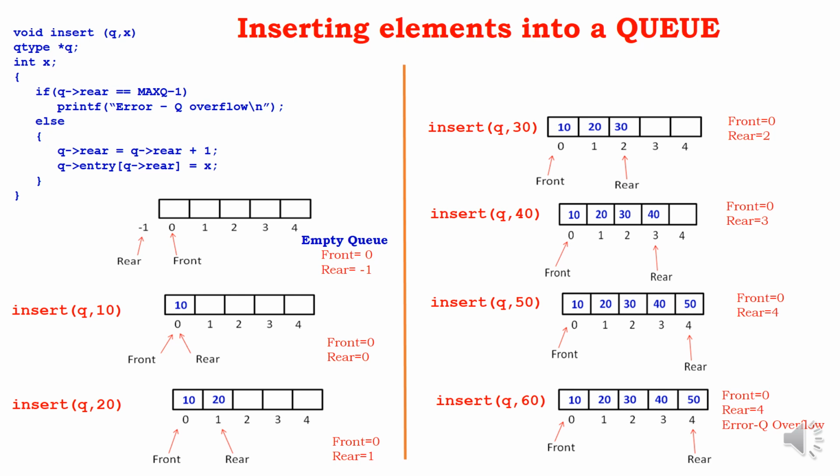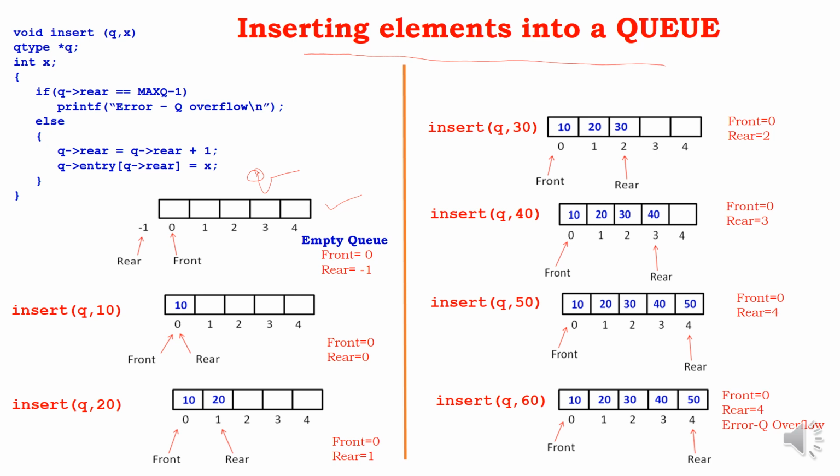Then here, let us have an example of inserting elements into a queue. This is the function we have already seen, where initially we assume that there is an empty queue which can store a maximum of 5 elements. So there is a queue, and the queue can store 5 elements.